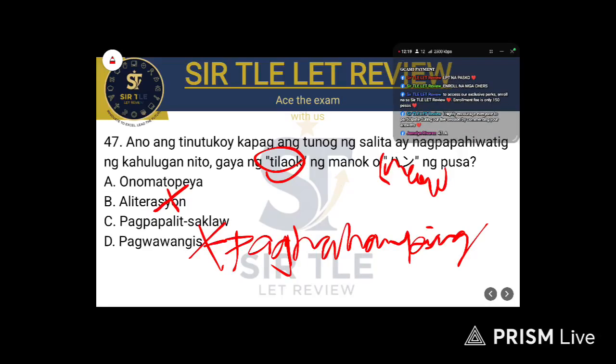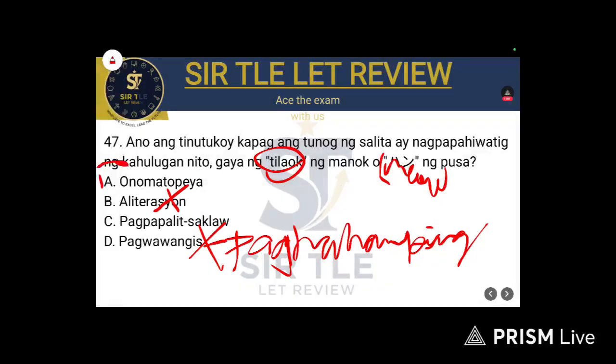Very good, Sir Gemalin. The answer here is letter A. Letter A. Onomatopoeia. What is onomatopoeia? The onomatopoeia, ito ay ang paggamit ng mga salitang gumagaya sa tunog ng mga bagay sa paligid natin. Example, sa hayop, tunog ng isang manok, tilaok. Ng isang pusa, meow. Ng aso, aw-aw.